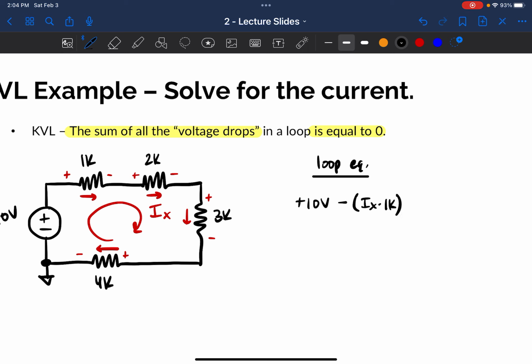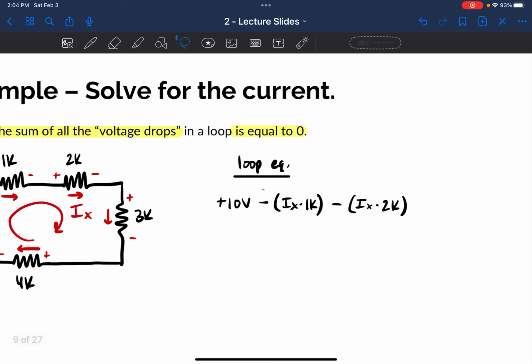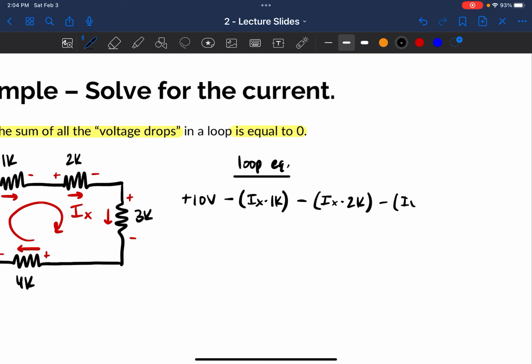Now the second resistor. I'm going across this resistance, dropping voltage from plus to minus, so I subtract, and that is IX again, the same current, multiplied by 2K. And I keep going. I don't think I need to keep explaining this, so I'll write it quickly: minus IX times 3K, minus IX times 4K, and this entire thing equals 0.